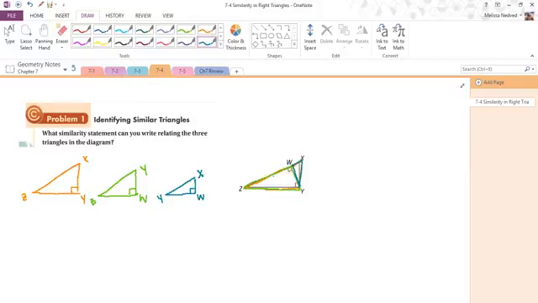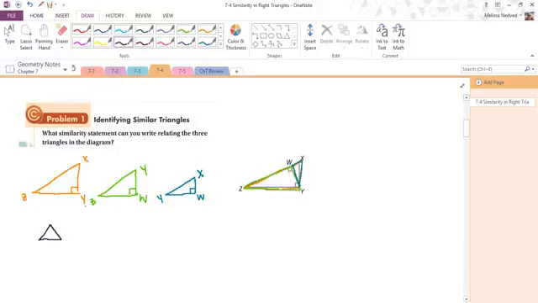Because remember from section 2 how important it is, when you're writing your similarity statement, that you write it in corresponding parts order, so your corresponding angles and corresponding sides match up. So I'm going to write my similarity statement. You can do this a variety of ways, but however you start your first triangle, the other should follow.